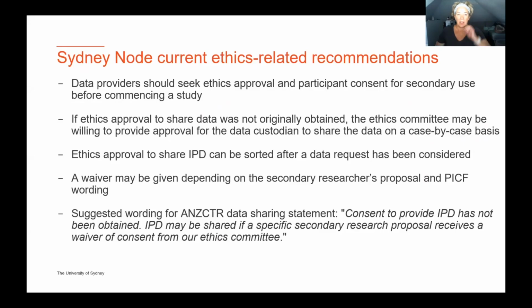So the current ethics-related recommendations that we have in our node is that data providers should seek ethics approval and participant consent for secondary use when they start a study. So that's for studies that are starting now. And if ethics approval was not originally obtained in a trial that's already in progress or has been completed, the ethics committees may be willing to provide access to the data for on-use on a case-by-case basis when they consider the request.